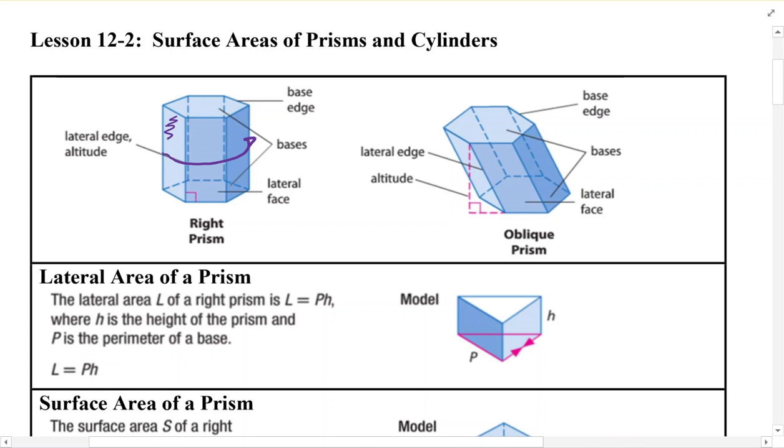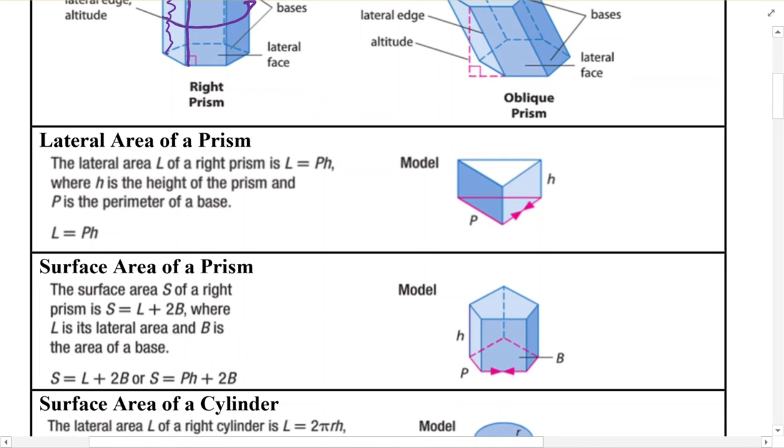So each one of these is a lateral face. These would be the bases here on the top and the bottom. This is called a lateral edge. So to find the lateral area of a prism, we're going to find the perimeter of the bases and then multiply it by the height of the prism. So the lateral area is the perimeter times the height.